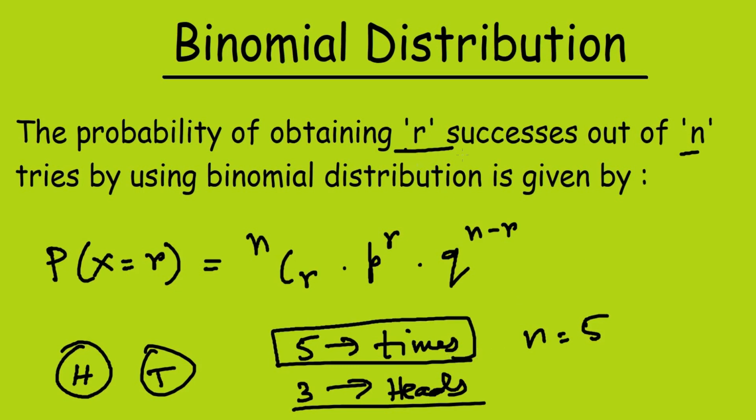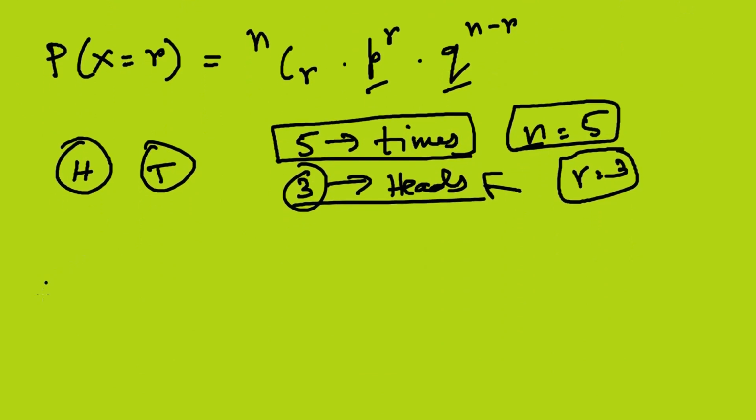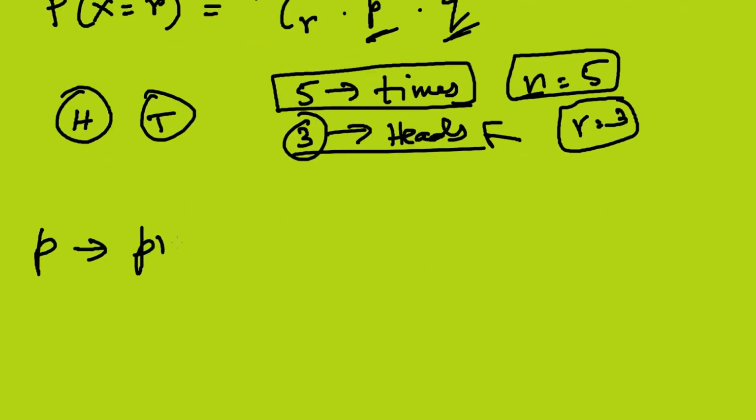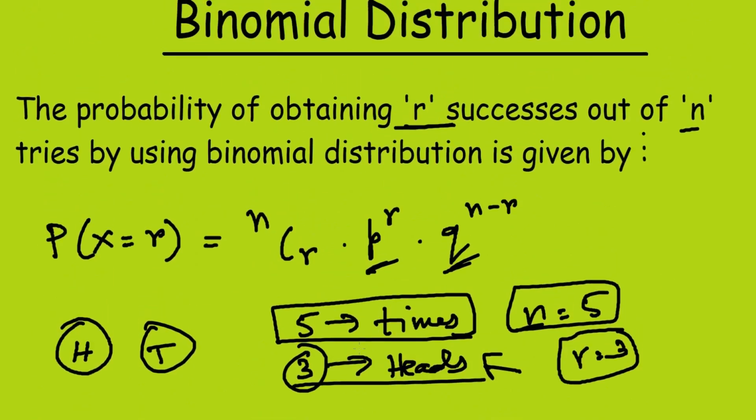And what will be r? r is the number of successes that I want. So here the success is to obtain a head and I want 3 heads, so r will be equal to 3. Now what are the values of p and q? p is the probability of getting the success, and in this case the success is to get a head.